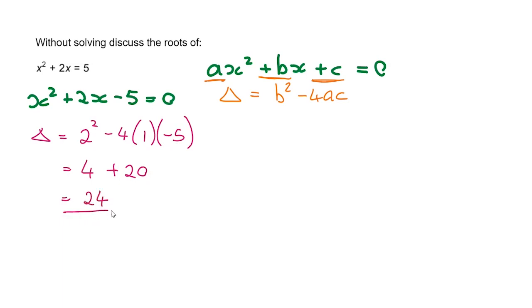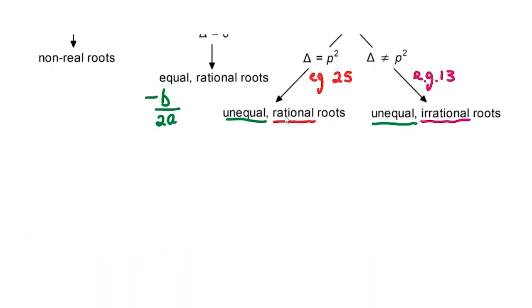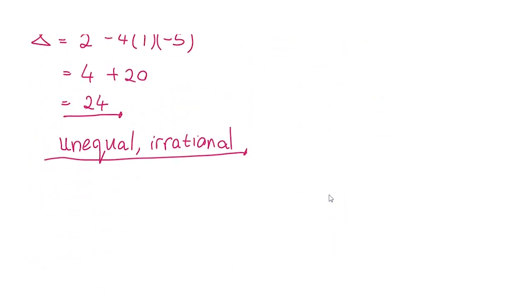Now we need to make a call on these roots. All right, it is bigger than 0, so the roots will be unequal. And it's not a perfect square, so they will be irrational. Right, I'm just going to go back up to that diagram just to show you where we're at. We've got something like here. Non-perfect square, but bigger than 0. Unequal, irrational roots. Okay.